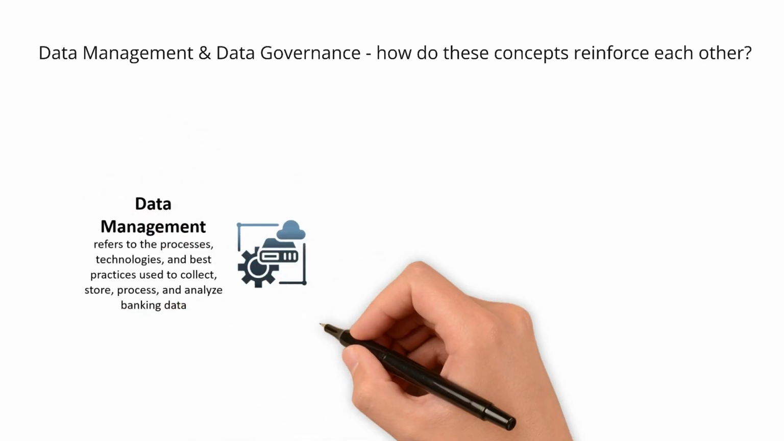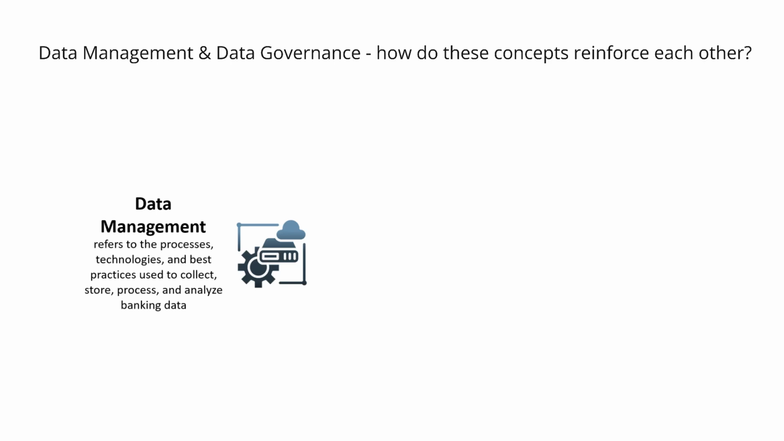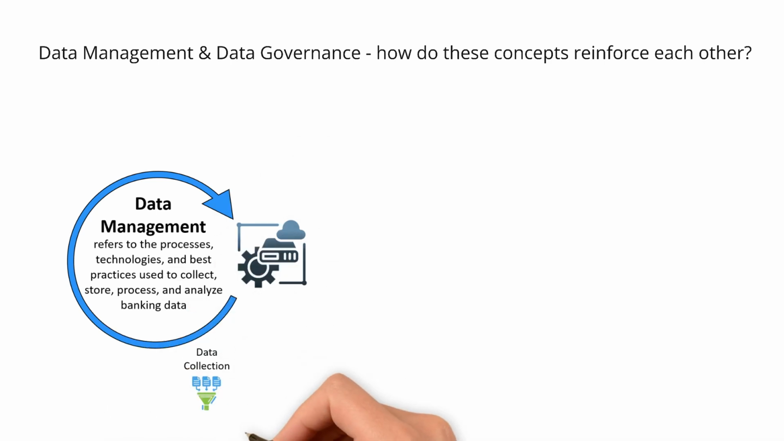Data management refers to the processes, technologies, and best practices used to collect, store, process, and analyze banking data. It ensures that data is accessible, reliable, and secure for business operations and decision making. What are the key components of data management in banking? Data collection: gathering customer, transactional, and operational data from various banking systems. Data storage: storing data in core banking systems, data warehouses, and data lakes for accessibility. You will hear in one of the subsequent lectures more about those and their specific purposes.